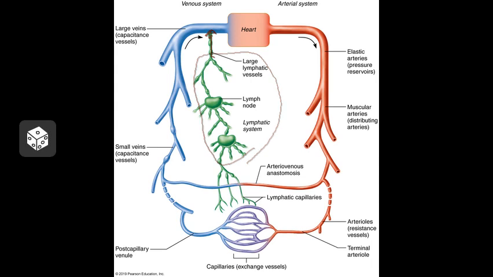But here we can see, as we already know, that the vessels leaving the heart are arteries, the vessels returning to the heart are veins. And in between, we have very important capillaries, capillary beds, and this is where substances are exchanged: nutrient molecules, waste molecules, and gases.